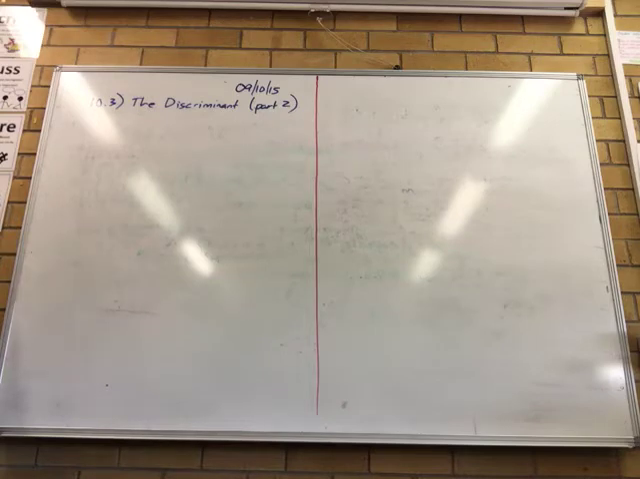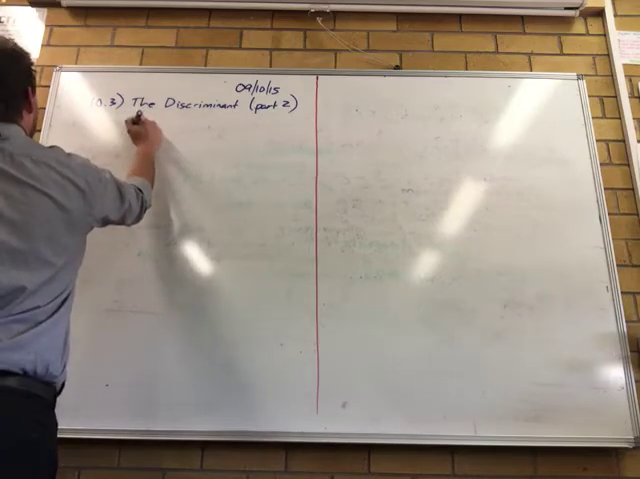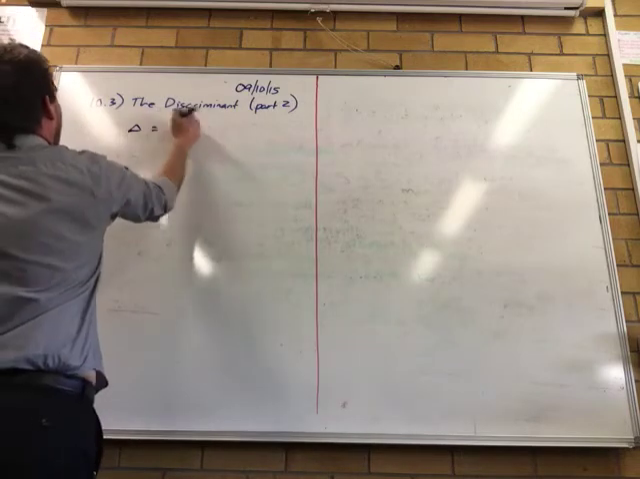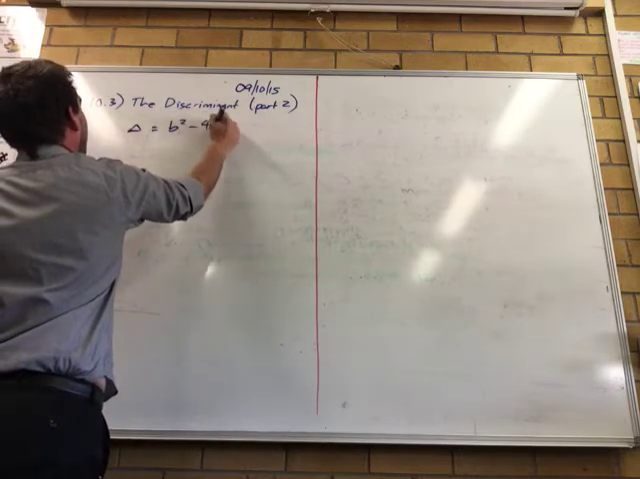Part 2 of the discriminant. Okay, so yesterday we established that the content under the square root of the quadratic formula will be dependent on the number of roots that you have. So b squared take away 4ac.